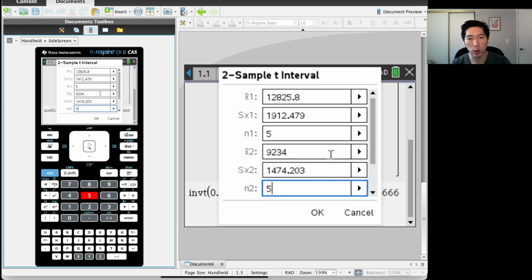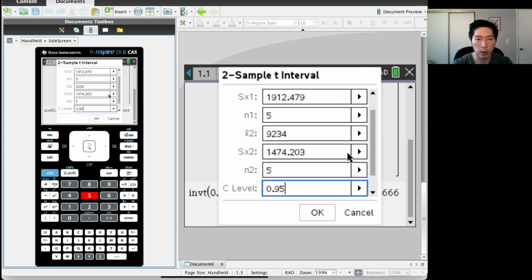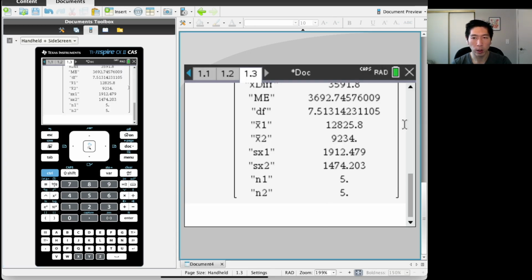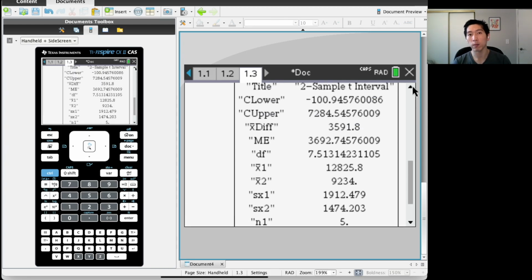We typed in all the stats right here. Let's scroll down a little bit. We used a 99% confidence interval, and we just hit OK. And again, it should produce the exact same values we got previously.